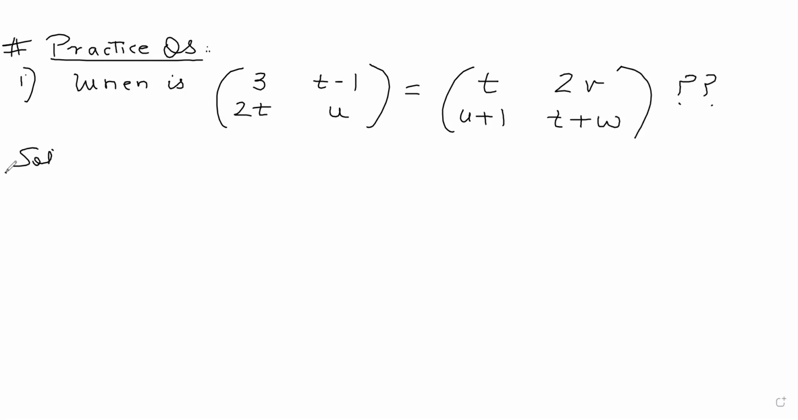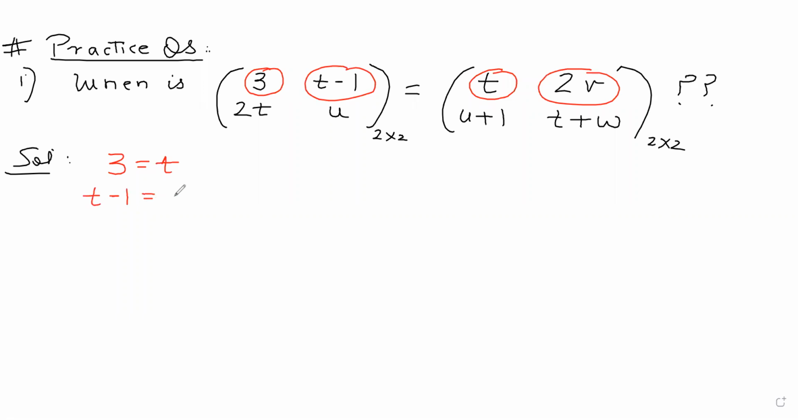So guys, basically we need to find the values of t, u, v and w such that the two matrices are equal. So very simple. You can see this is also a 2 cross 2 matrix. This is also a 2 cross 2 matrix. When will they both be equal? When the corresponding entries are equal. That means my 3 should be equal to t. T minus 1 should be equal to 2v, but t is 3. So I can write 3 minus 1 is equal to 2v, which implies 2 is equal to 2v, which implies v is equal to 1.